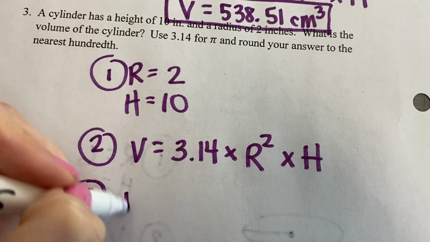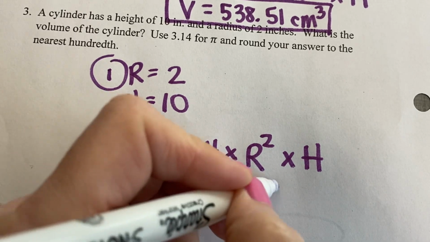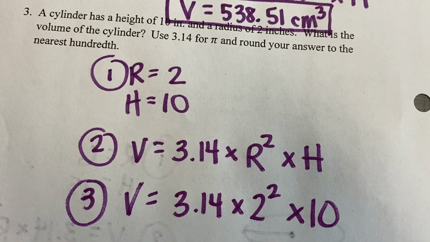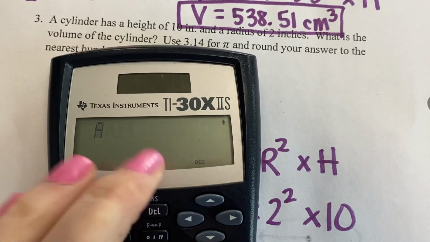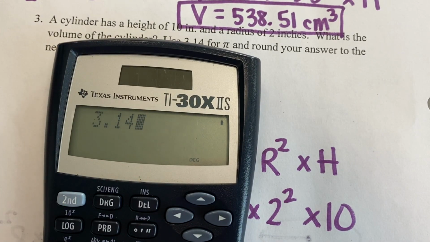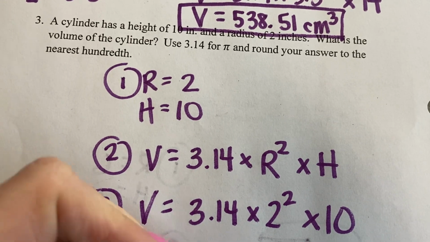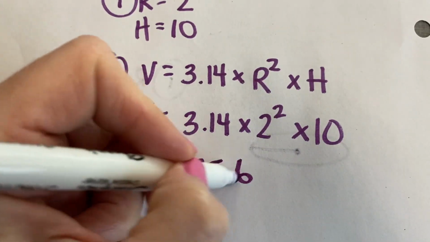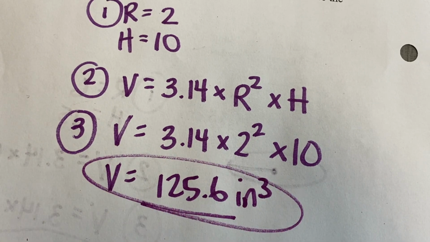Step 3, plug in our specific values. 3.14 times 2 squared times 10. This is almost easier than yesterday, I think. Okay, so clear that out. 3.14 times 2 squared times 10, pi r squared h. 125.6 inches cubed. And that's it. It's as simple as that.